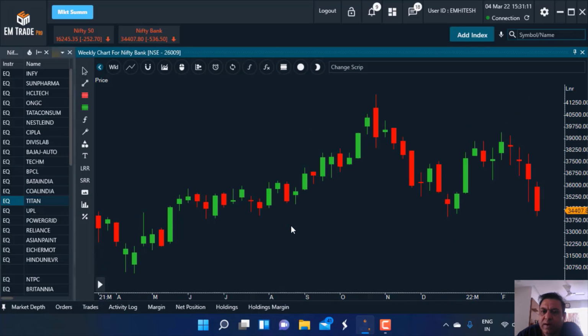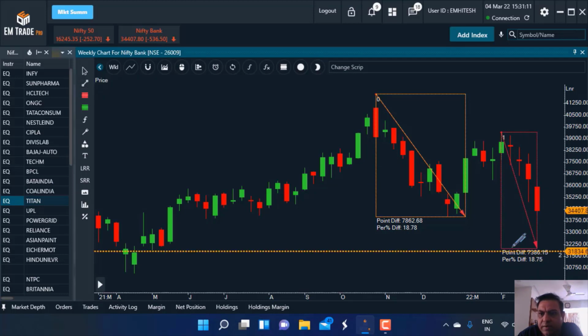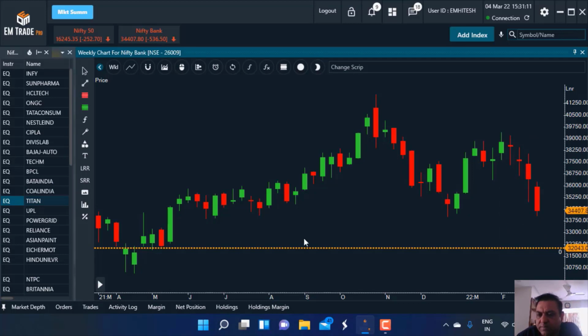In that case, let's again take the symmetry part of it. The decline from this high to this low was approximately 18.78, or we'll take it as 19%. If I take it from this high, till we don't see a reversal, we'll go with those levels. If I take around 18.75 and drop a line over here, this is like AB equals CD, or two legs, the rule of equality I am applying. In that case, Bank Nifty is showing further deeper cuts towards 32,000 odd levels, right?